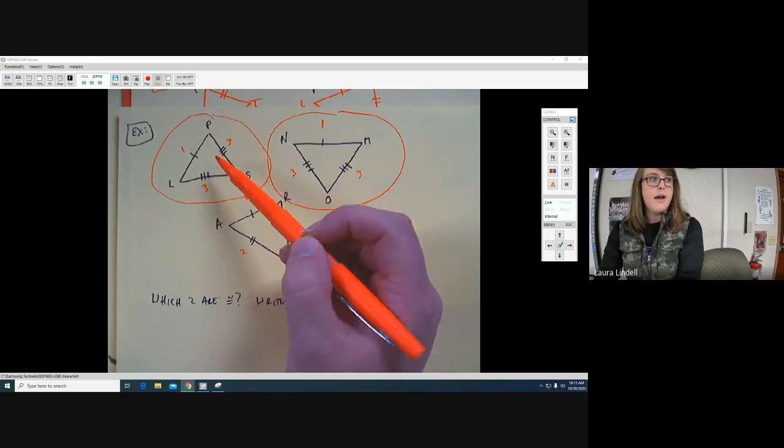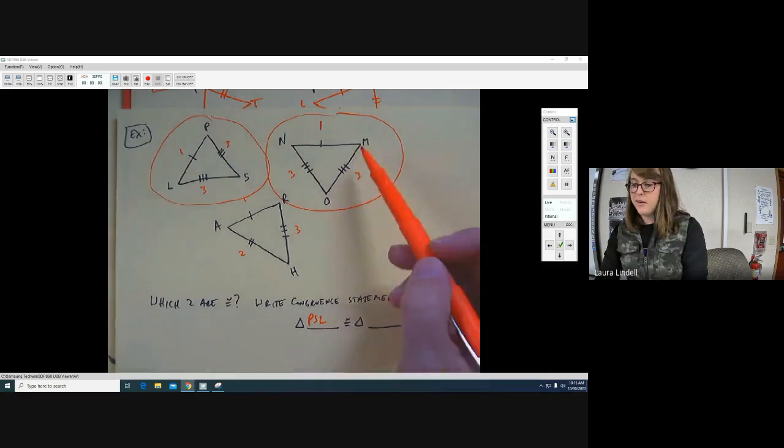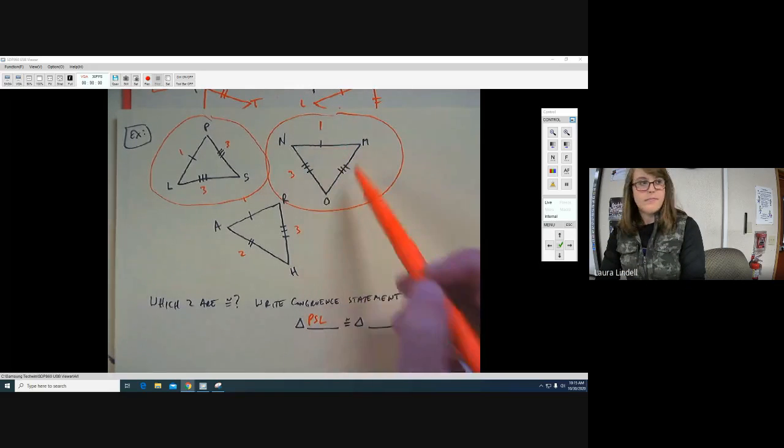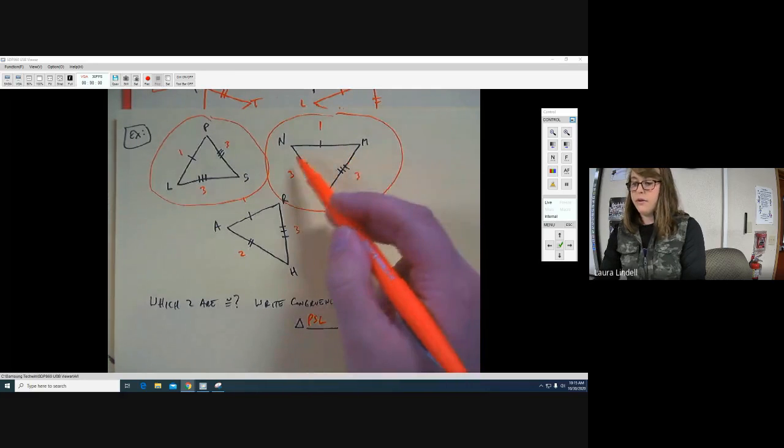But really, it doesn't matter because you could flip the triangle over and things like that, and it wouldn't actually make a difference. So really, you can pick either one of these. I'm going to pick M. Since they're both between 1 and 3, you can pick either one.